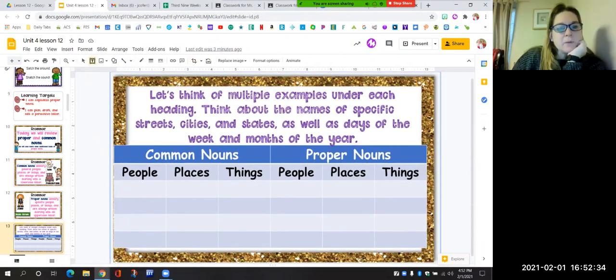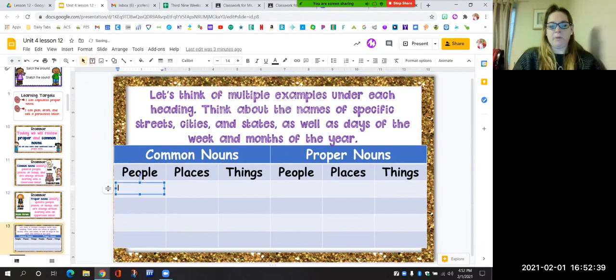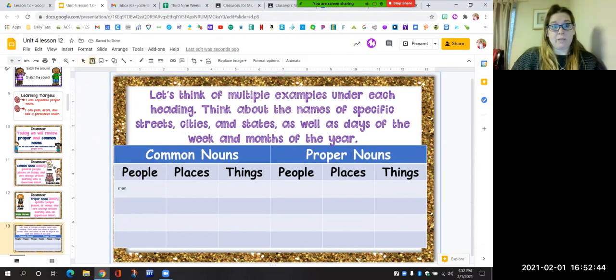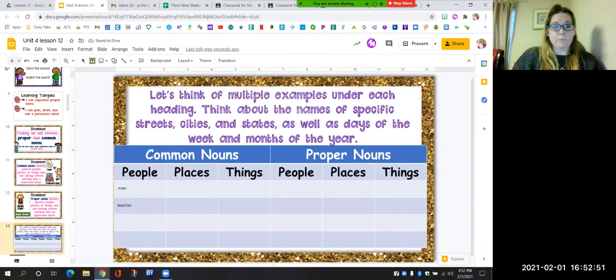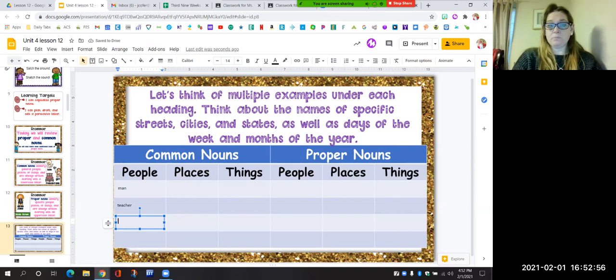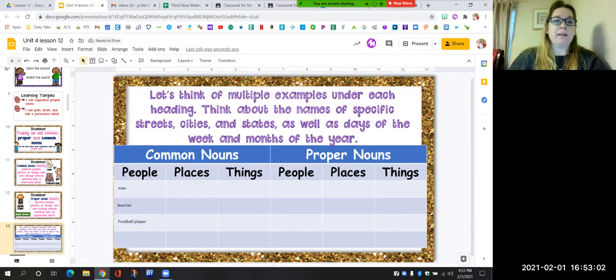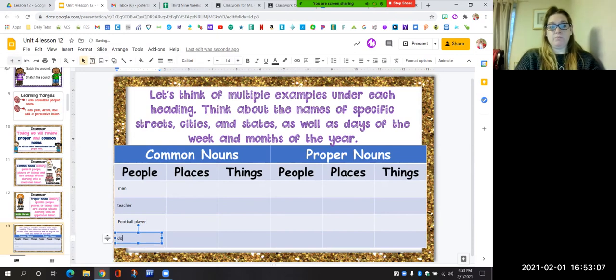All right, so let's think about some common people. Common names for people. Well, we can have man, or we could have teacher, or we could have a football player, or we could have a doctor. Those are all common people.